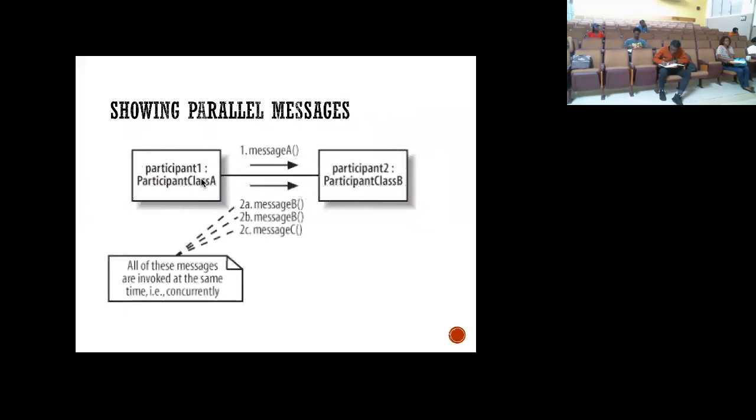So, the 2A, 2B, and 2C are invoked at the same time. That is, they're invoked concurrently because they have the same number sequence on them. So that's all you tell. Remember, these lines wouldn't be there. These lines don't have anything to do with it. That's just the notes. So what is the trigger of the 2A?